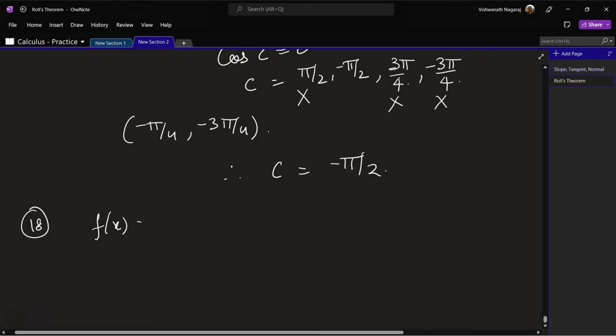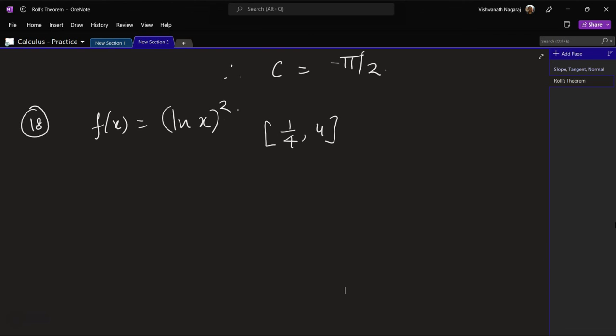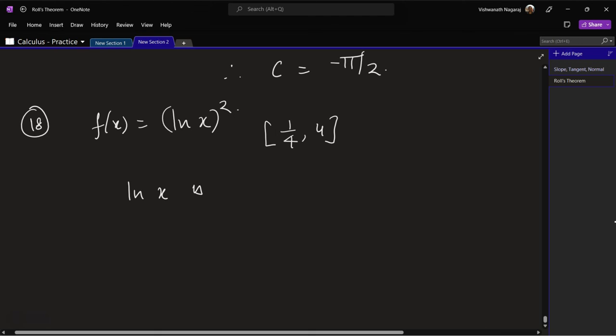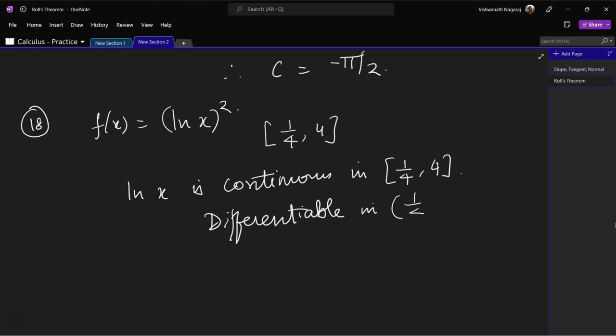The 18th one. Okay, f of x is equal to natural log of x whole square in the interval of 1 by 4 comma 4. Is it continuous? Natural log x is continuous, right? So natural log x is continuous throughout, which means it is also continuous in the interval 1 by 4 and 4. It is differentiable in the open interval 1 by 4 comma 4.